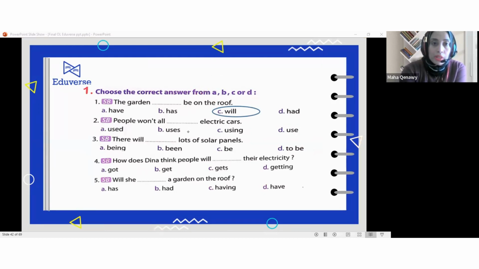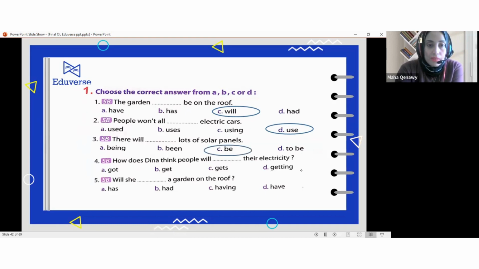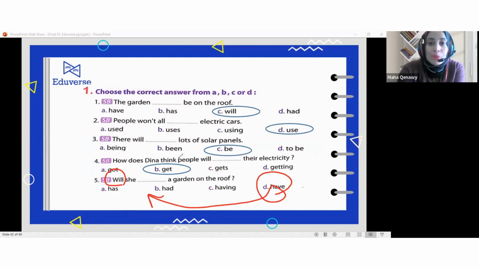People won't, and remember, won't means will not. It's another form of the negative of will. Simple future. People won't, all use the infinitive. There will be lots of solar panels. How does Dina think people will get? Yes, the infinitive form. Which form will she have? Of course, because of will, I'm going to choose have, the infinitive form.